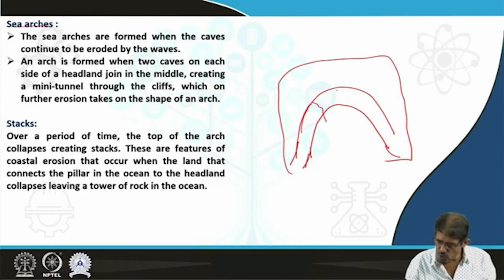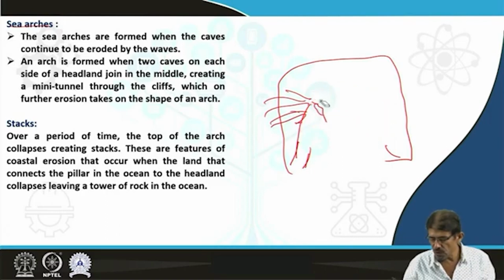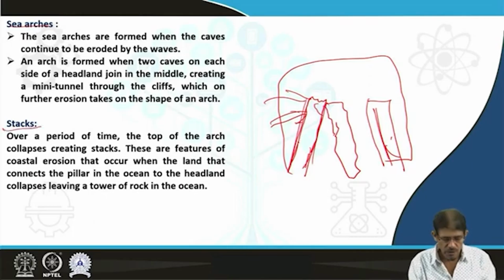Sometimes due to development of fracture, either under gravitational force or due to continuous pressure caused by the waves of the ocean, some portion of this bridge is going to fail and fall into the ocean water, leaving a pillar type of structure recognized as a stack. So over a period of time, the top of the arch collapses, creating stacks.